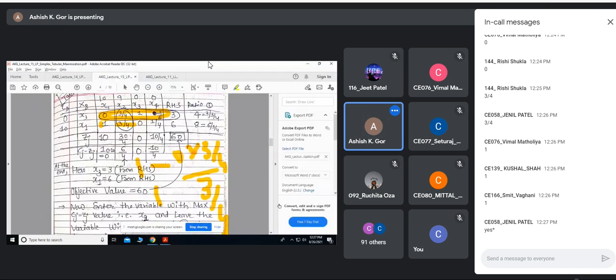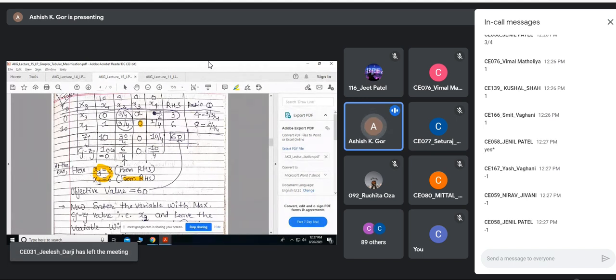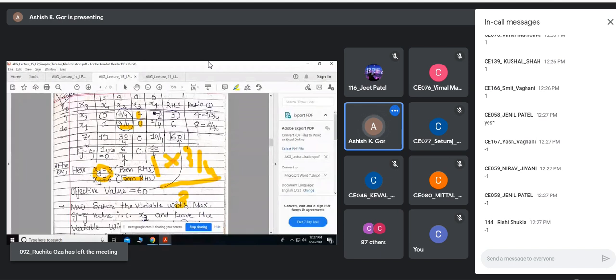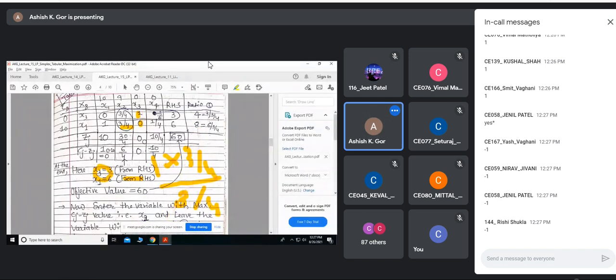Please help me to find out this value. What is the new value corresponding to the second row, third column? 0. Any answer? 0 minus corresponding key row value is 1, corresponding key column value is 3 by 4. So 0 minus 1 into 3 by 4 divide by pivot, that is 3 by 4. 3 by 4 cancels out, and 0 minus 1 will be minus 1. Very correct.